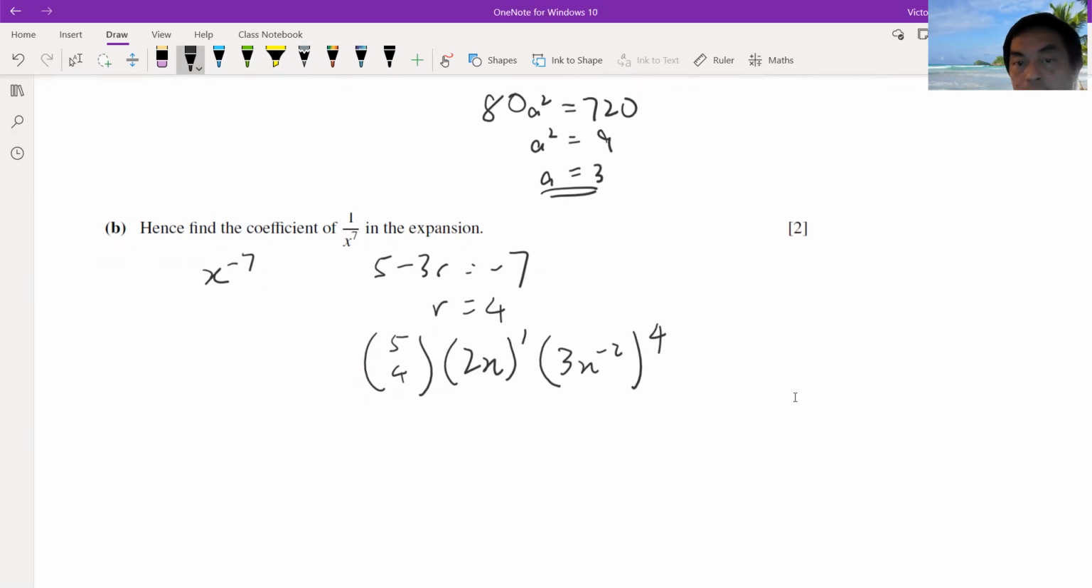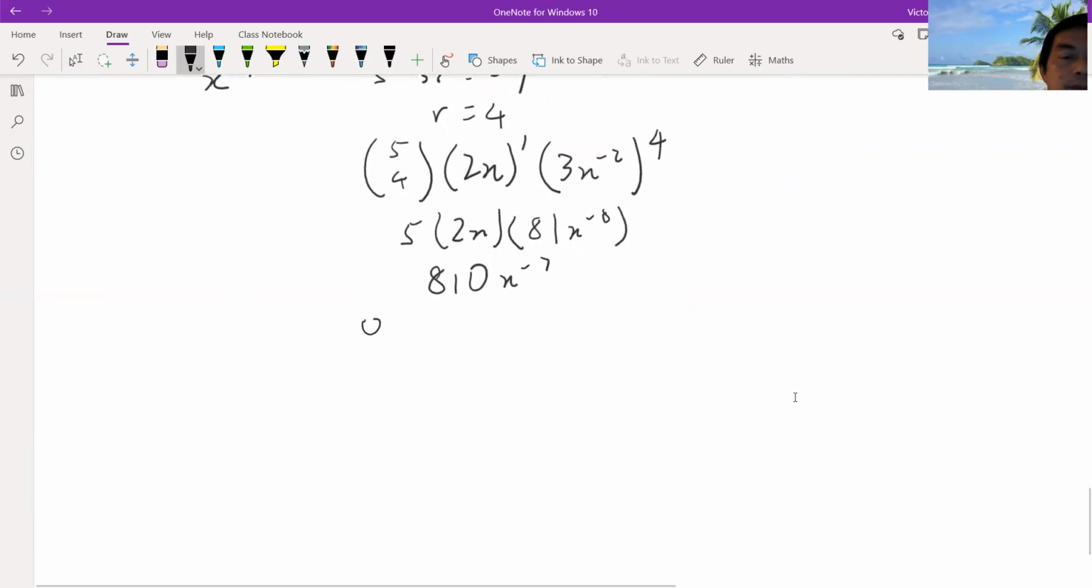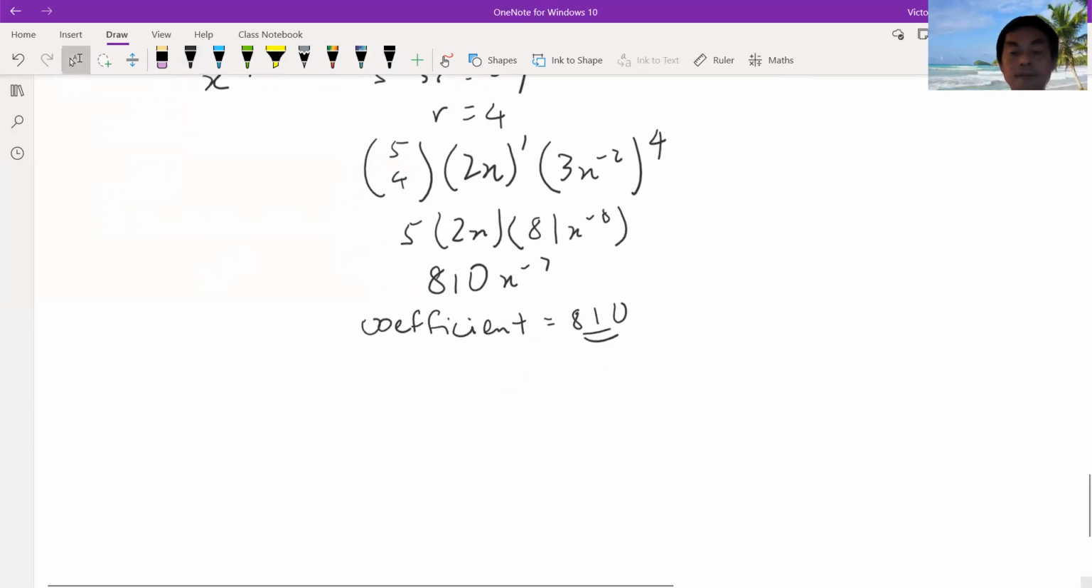Now you can expand all the terms in the expansion, which has 6 terms, and check the corresponding power of x, and you just have to compare. So this will be 5, 2x, 3 to the power 4 is 81, x power minus 8. So you have 5 times 2 is 10 times 81, x power minus 7. So the coefficient is 810. That's the answer.